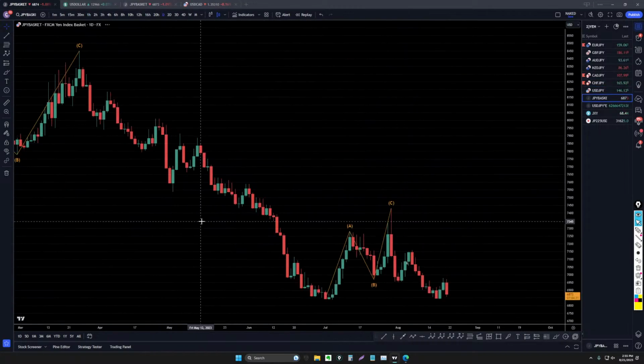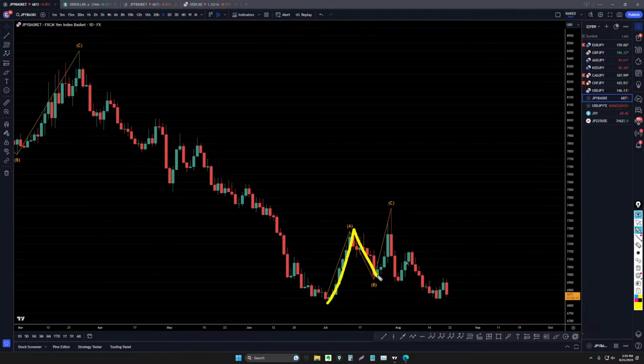JPY basket. Yeah, I think we're still going down. 1, 2, 3 waves up. It does resemble a 1, 2, 3, 4, 5 though, so if it does go up and break structure, I mean, that would be it. That's probably a wave 5 right there. Probably a 1 and a 2 up here someplace.